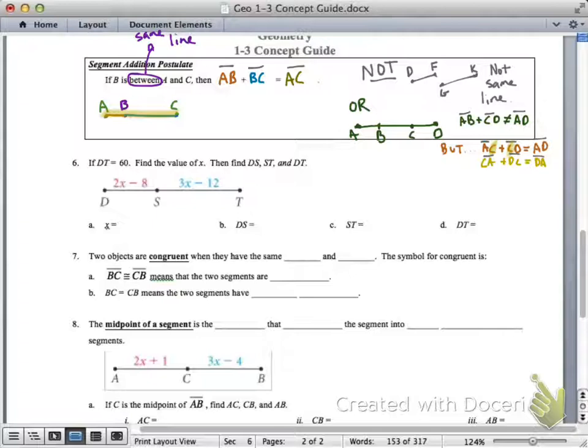So here is how the segment addition postulate is going to work for you. Look at question number 6. If the length of DT is 60, find the value of x. Then find the length of DS, the length of ST, and the length of DT. Well, here we go.